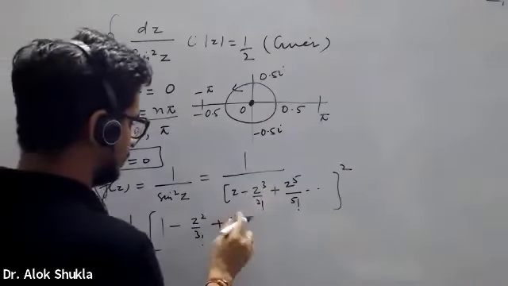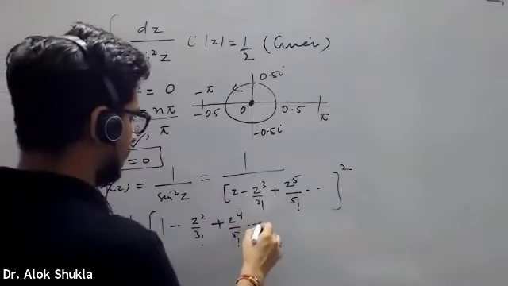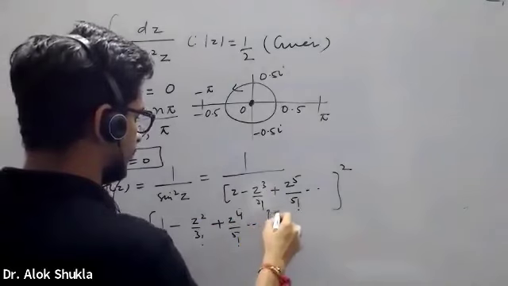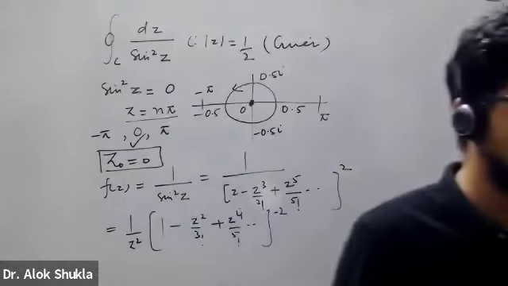One z is gone, na? z is common, na? So z to the power 4, correct? Minus 2. Please see this carefully. Have a careful look once, and tell me if there is any doubt.